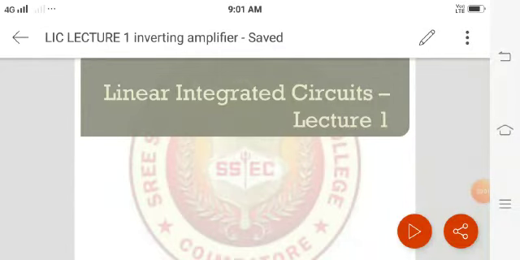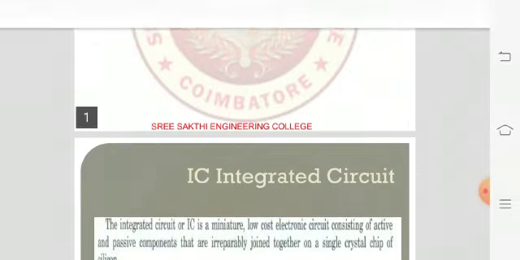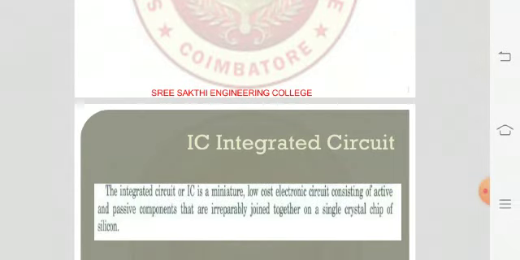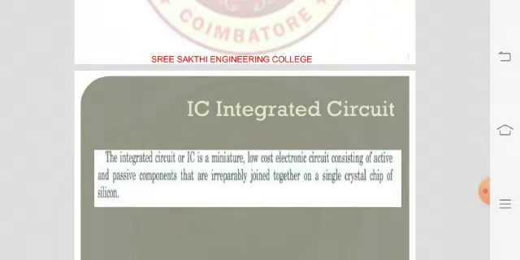Today we are going to see about linear integrated circuits. So what do you mean by an integrated circuit? An integrated circuit is a miniature, low cost electronic circuit consisting of active and passive components that are irreparably joined together on a single crystal chip of silicon.